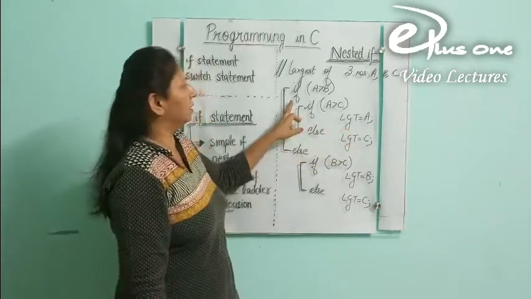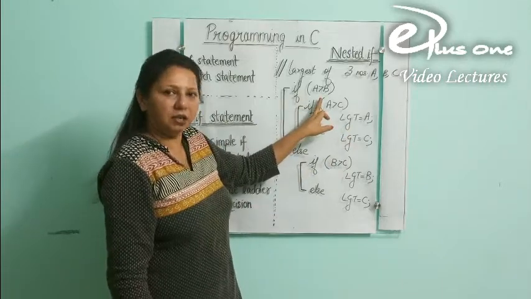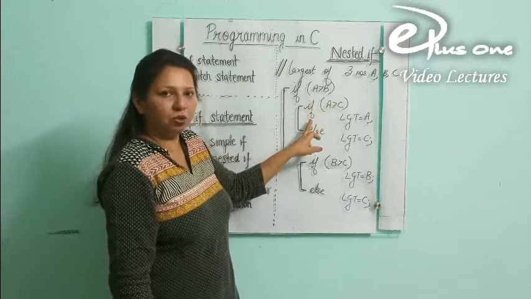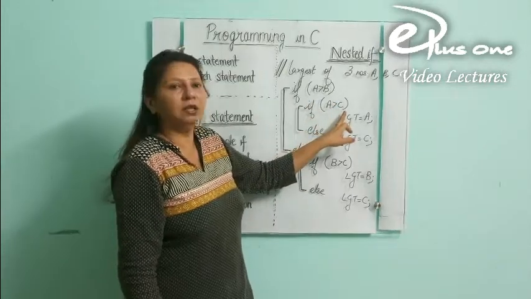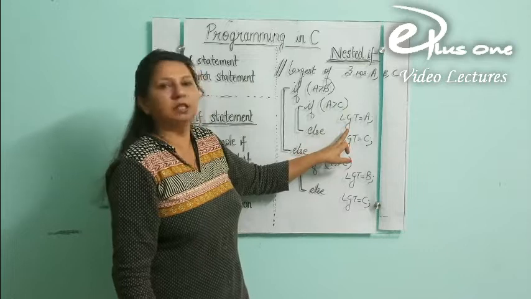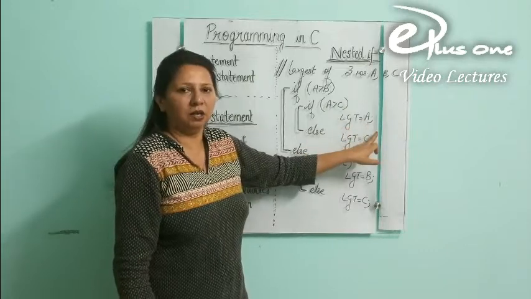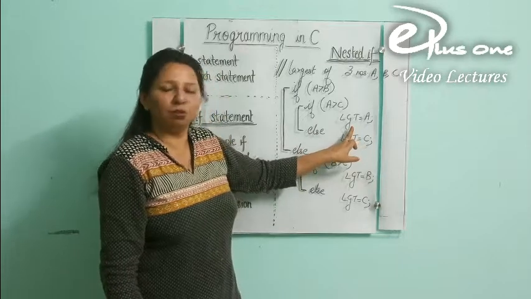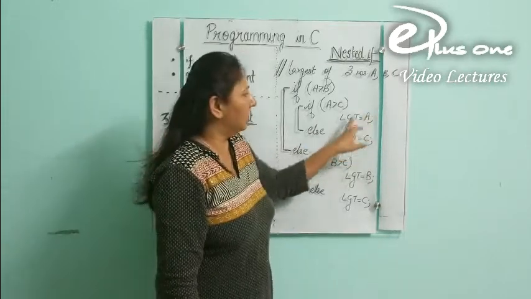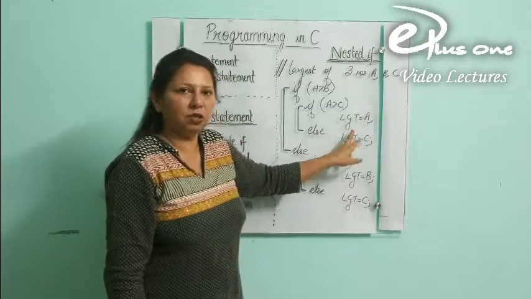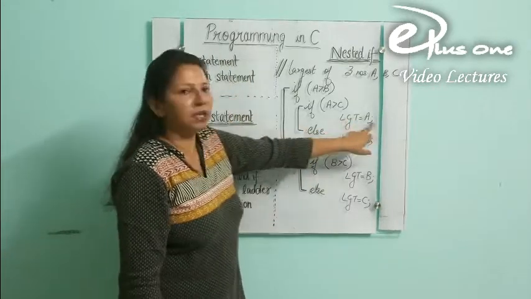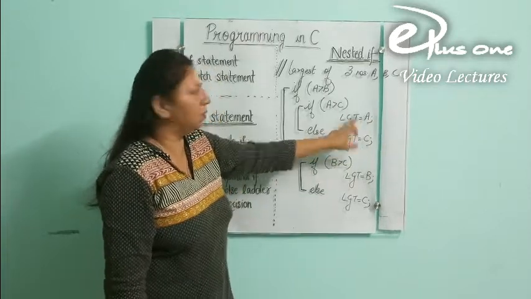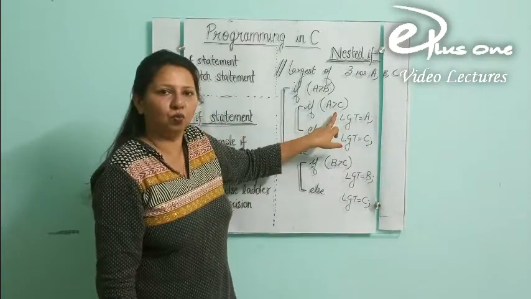So I have written it like this: if condition 1, A greater than B, yes, then move to condition 2. If A greater than C, yes, then move to this statement, LGT is equal to A. That means the largest variable LGT, in which I want to store the result, will be assigned A. So now I have got the largest as A. Right? So A will become largest only when both these conditions are true.